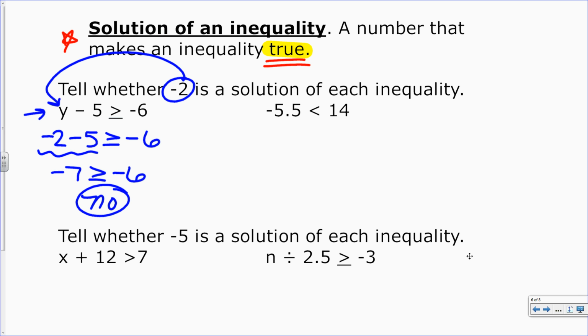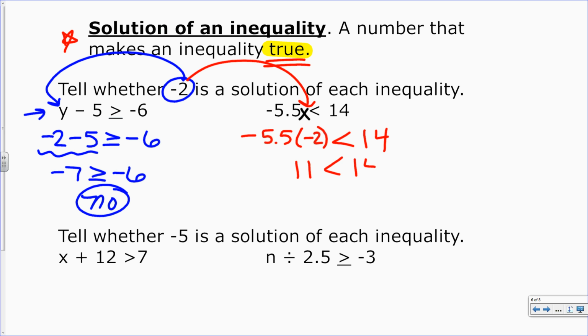Okay, on this problem, mine's missing an x, but it's on your paper. I would take negative 2 and plug it in for x, so I have negative 5.5 times negative 2. And I want to know if that's less than 14. Well, negative times negative is a positive, so I have a positive 11 is less than positive 14. And that's a true statement. So if it's true, then I know that the number I plugged in is a solution. So yes, negative 2 is a solution.